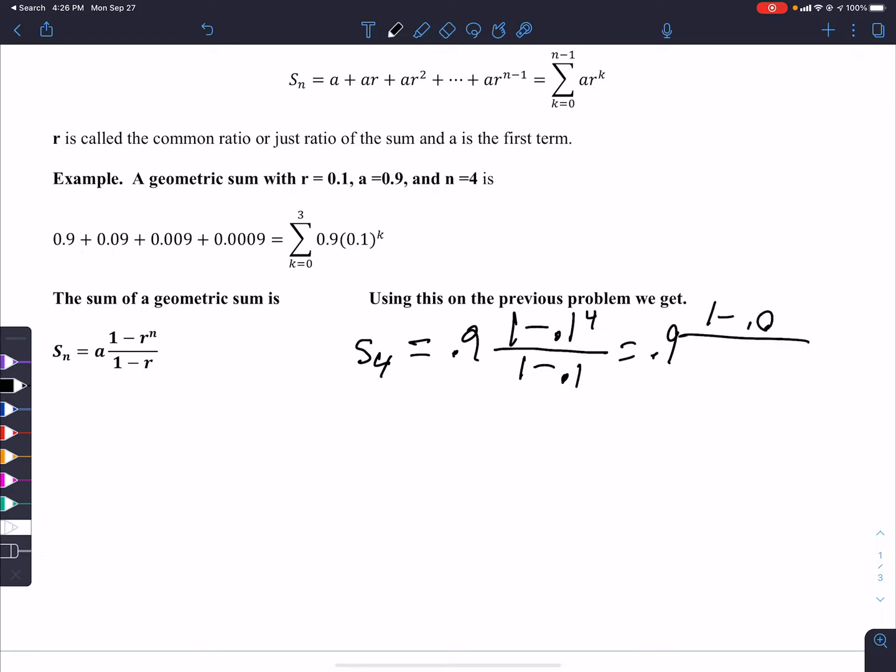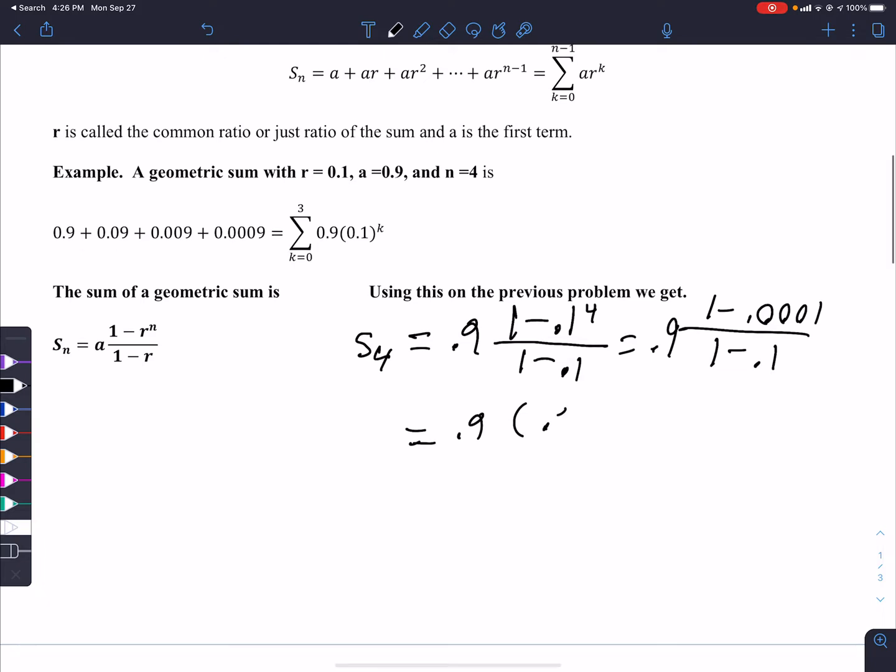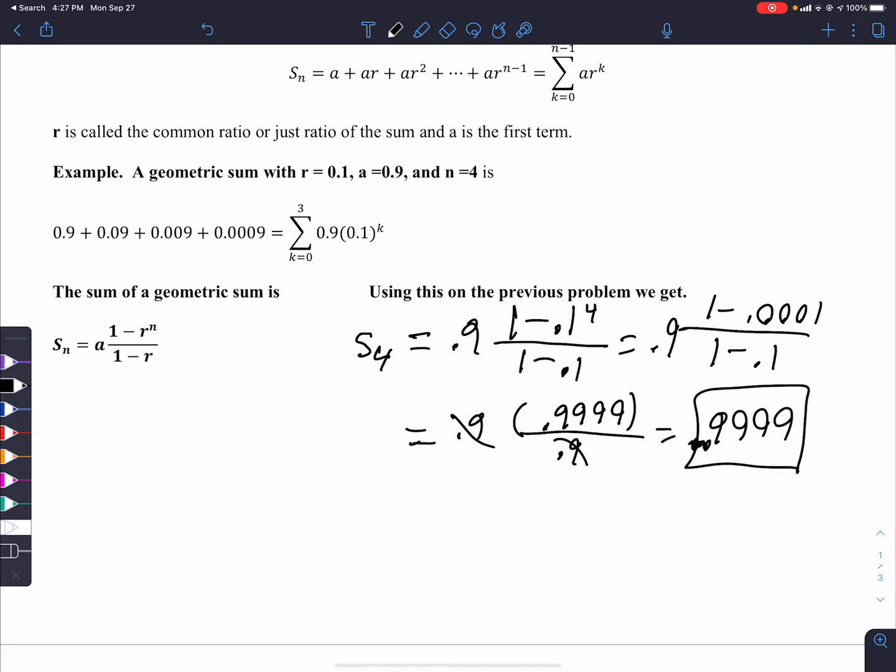1 minus 0.0001 over 1 minus 0.1. That's still there. So 0.9. What's that going to be? 1 minus that. That's kind of crazy. Let me do that here. So this could be 0.9999. And 1 minus 0.1 is just 0.9. So, wow, these 0.9s cancel. And we get 0.9999, which makes sense.